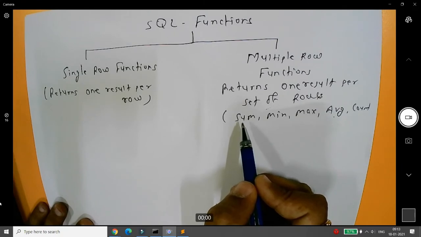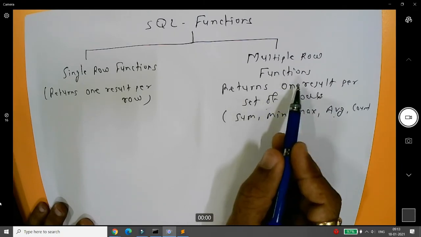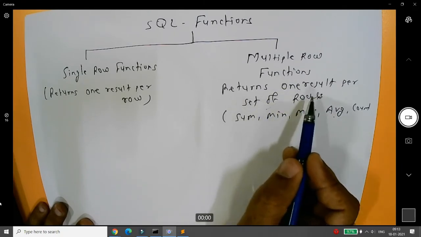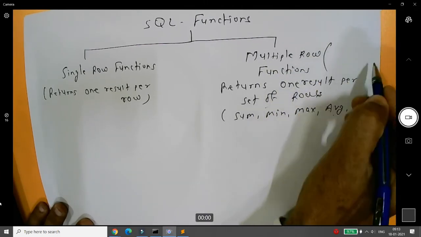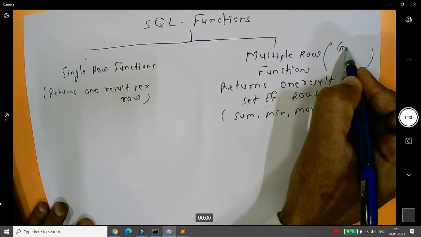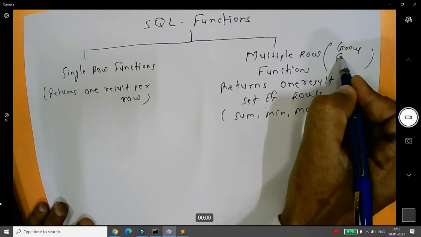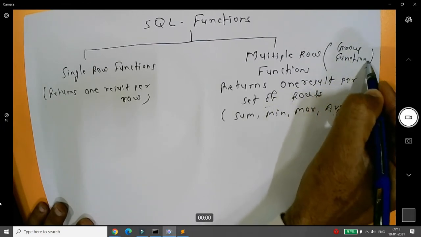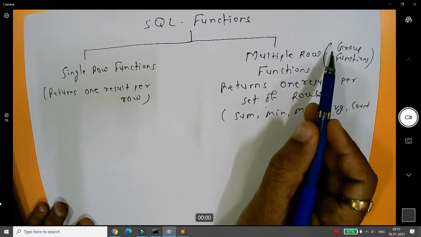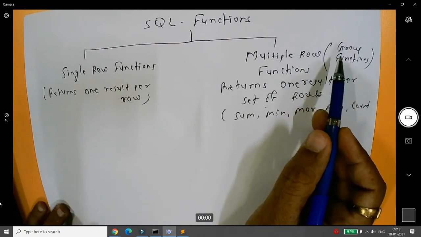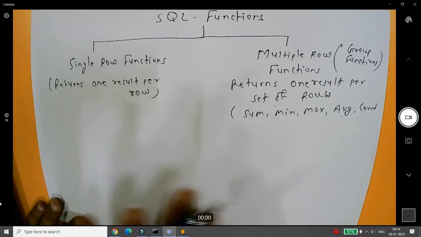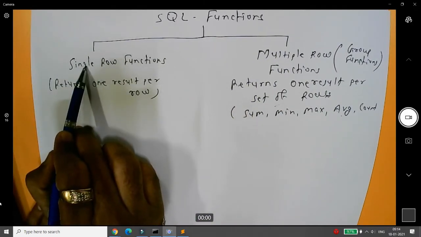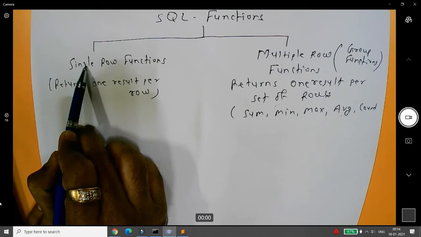So there will be multiple rows, but it produces one result per group of rows, and that is the reason why multiple row functions are also known as group functions. For that, another clause is there, known as the GROUP BY clause. Today we will not discuss multiple row functions. Today we will discuss single row functions.